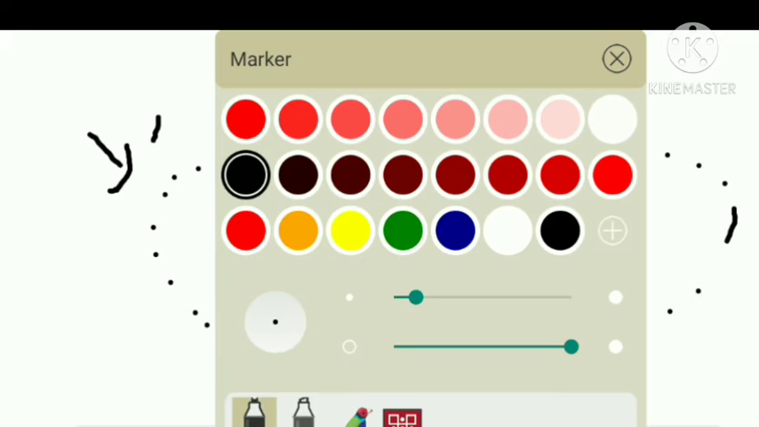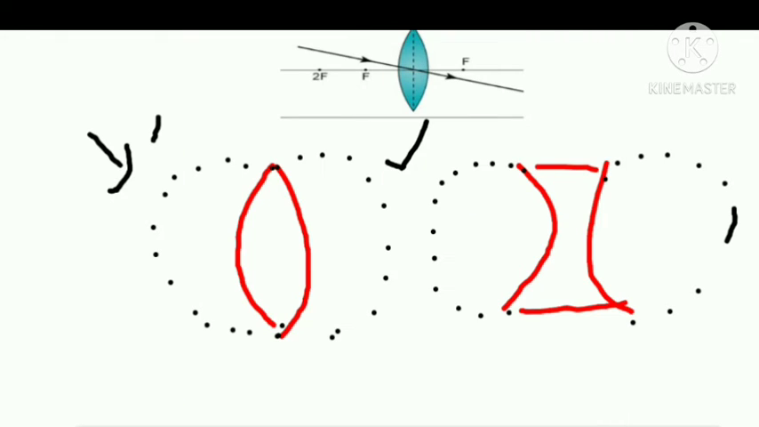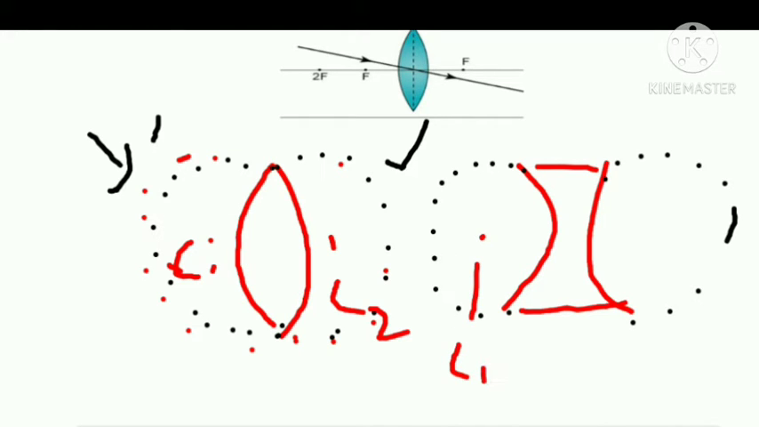This one is the center of this sphere, and this one is the center of this sphere. C1 and C2. Similarly, C1, C2. So the line joining these two centers of curvature, C1 and C2, is called principal axis.